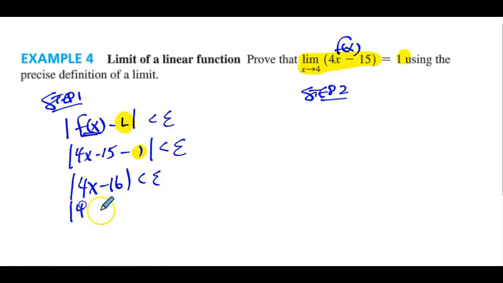I can actually factor out a 4. And maybe you don't know it, but the absolute value of 4 simply is 4. I don't know the absolute value of x minus 4, so I can't pop that out, but I can divide both sides by 4.